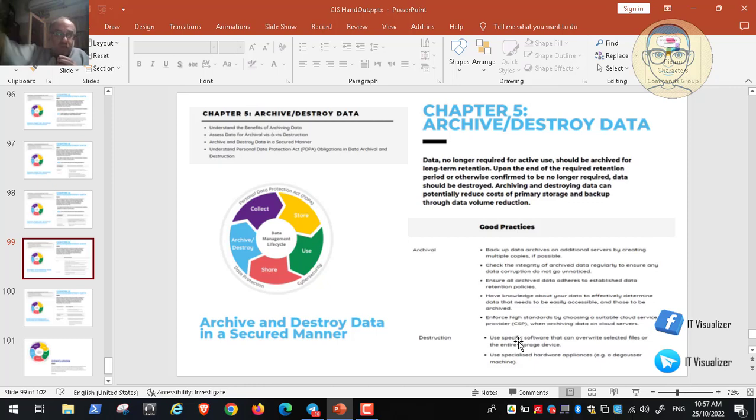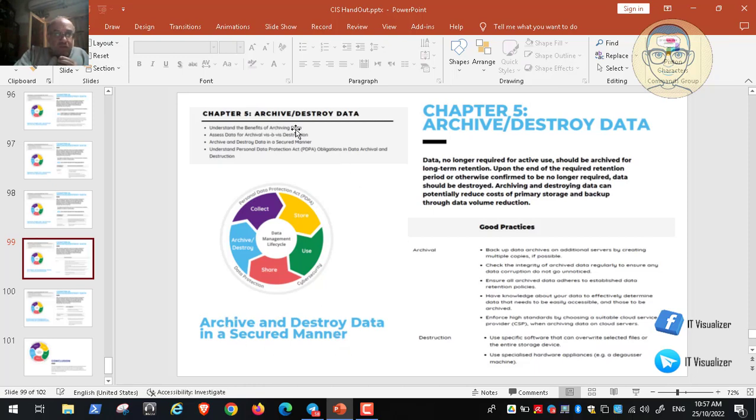Okay, this is one of the things we have used in my environment when I have old or obsolete hardware. I need to destroy it or get it out of my store. Then I need to destroy the hard disks and wipe all of the data out of them, and ensure no one can restore the data that I have wiped out of the hardware. So this is the third thing, to archive and destroy data in a secure manner.